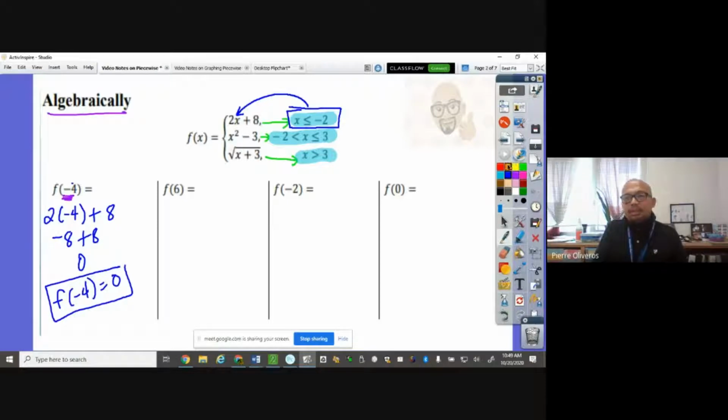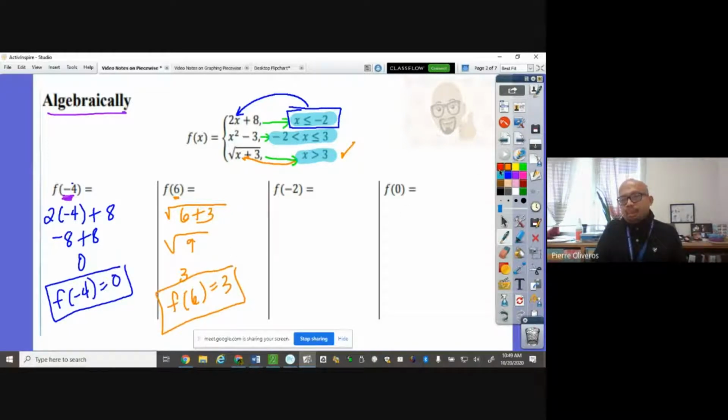All right, very easy, right? Now f of 6. Is 6 less than or equal to -2? No. Is 6 between -2 and 3? No. Is 6 bigger than 3? Yes. So therefore, it will work with this third equation. We plug in the 6 for the x here. So it becomes square root of 6 plus 3. What's 6 plus 3? 9. Square root of 9 is 3. So therefore, f of 6 is equal to 3.